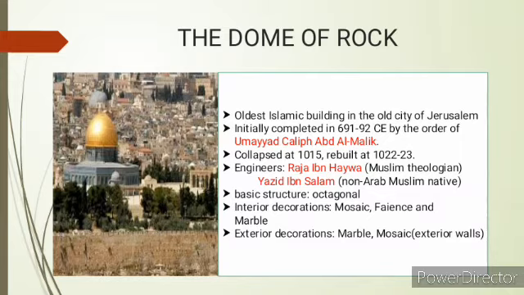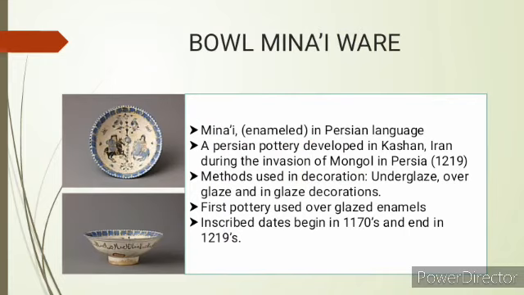Now, let's go to the second example, which is a type of pottery. We do have here a bowl minai where the word minai is also known as enamel in Persian language. Now, the minai ware is a Persian pottery developed in Kashan, Iran during the decades of Mongol invasion of Persia in the 1219. The body of the pottery was decorated with several colors, including figures too.